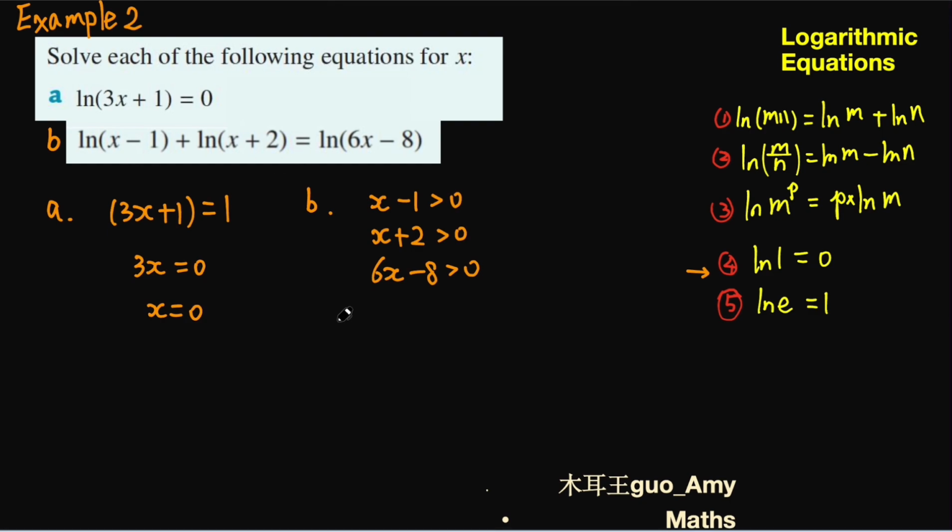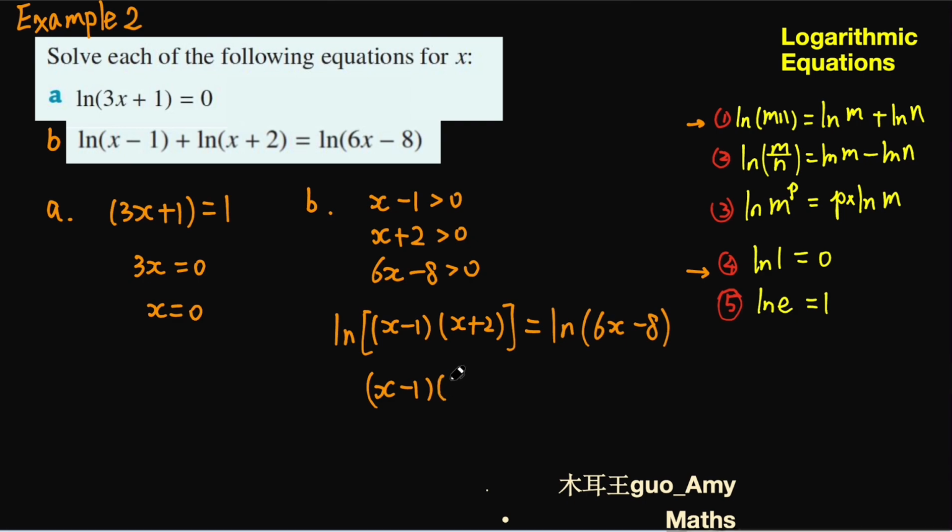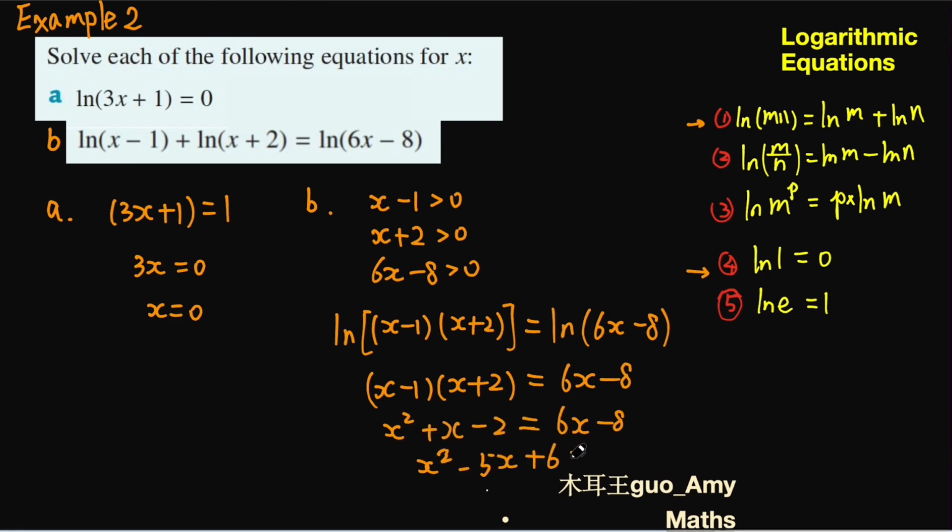On the left of the equation, we have natural log of x minus 1 times x plus 2. By using the first law here, we combine them into a single log. Then on the right part, we have natural log of 6x minus 8. And we will have x minus 1 times x plus 2 equals 6x minus 8. It can be simplified to x squared plus x minus 2.